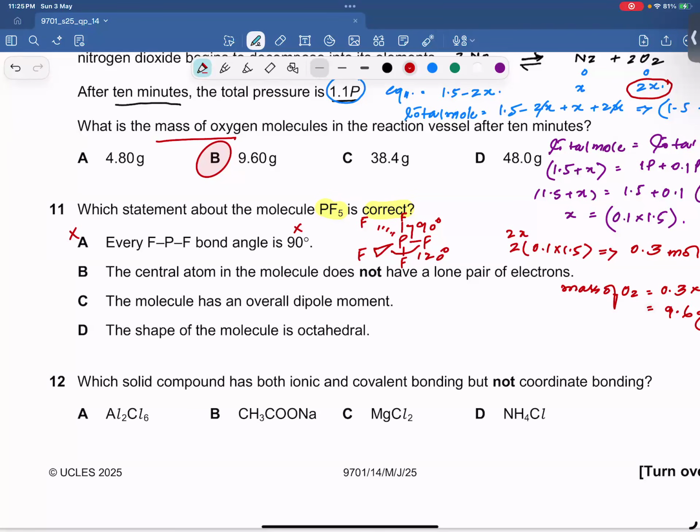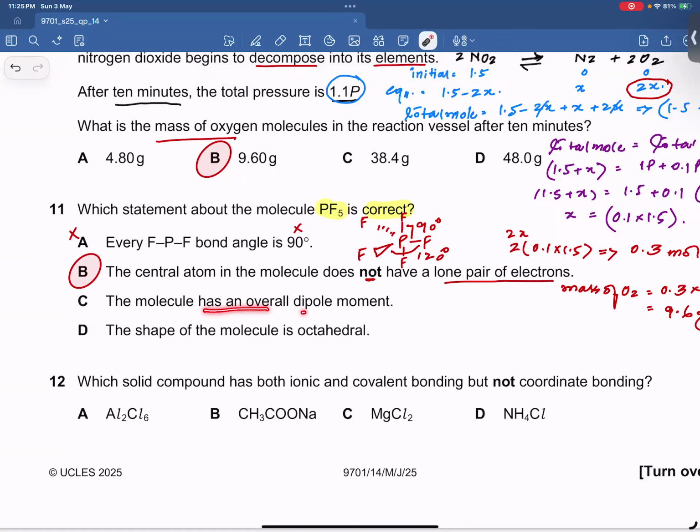The central atom in the molecule does not have a lone pair of electron. That's true, because phosphorus has 5 valence electrons, and all those 5 valence electrons are involved in the bonding. So which means there will be no lone pair. So most likely B is going to be the correct answer. But let me read option C also. The dipole moment, the molecule has an overall dipole moment.